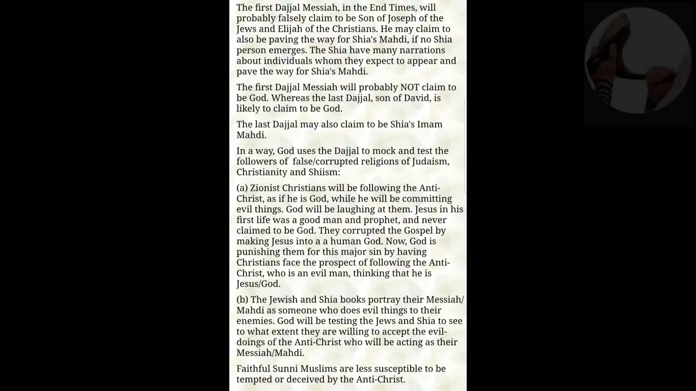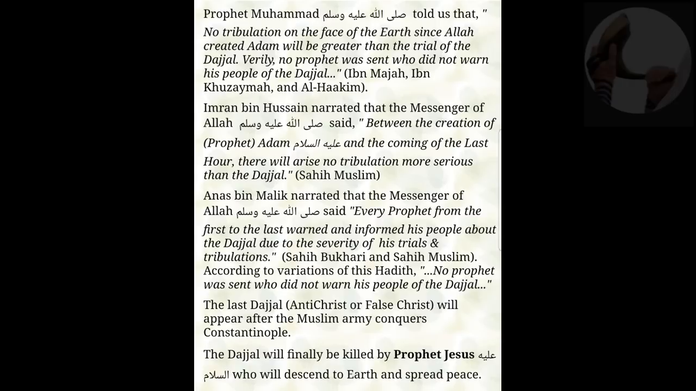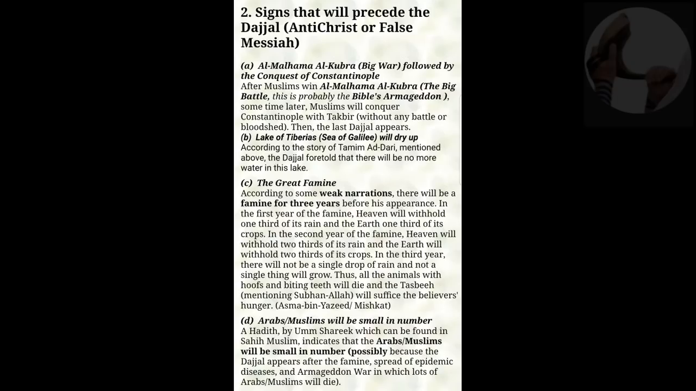I advise you to go to this site and read. There's a lot to get from this site. It tells you what they think. It tells you the signs before the arrival of the Dajjal. Here, the Malhama al-Kubra, the Great War, that's the Red Horse War. Okay. And the conquest of Constantinople. Okay. After which is when the Dajjals will appear, that's Yeshua. And the two witnesses.